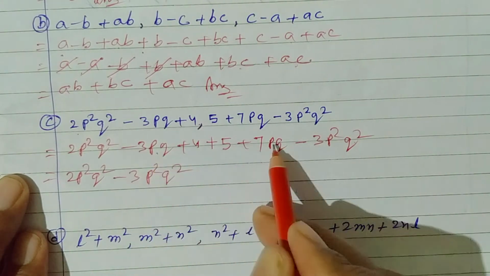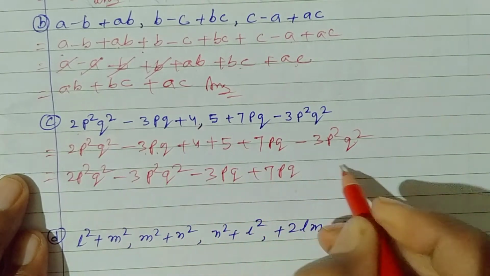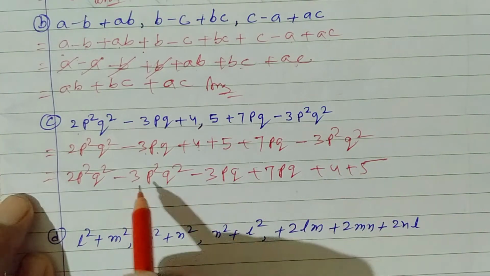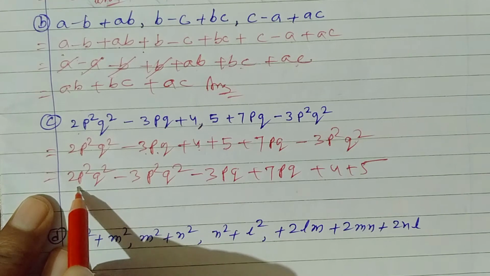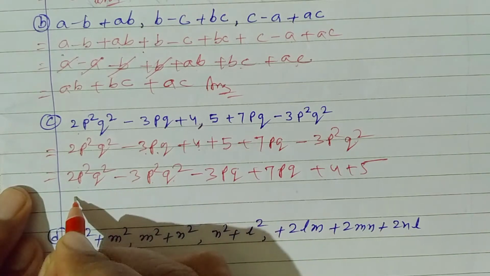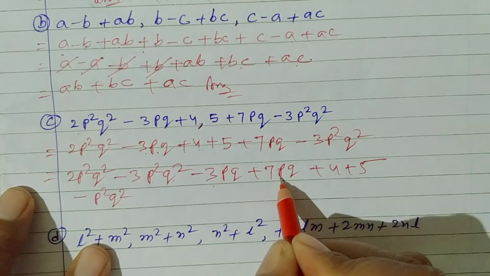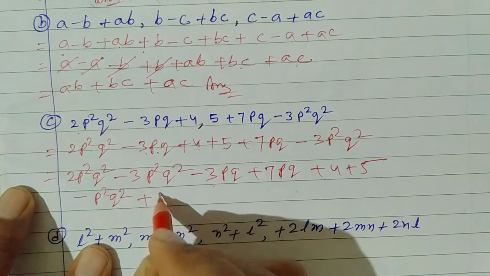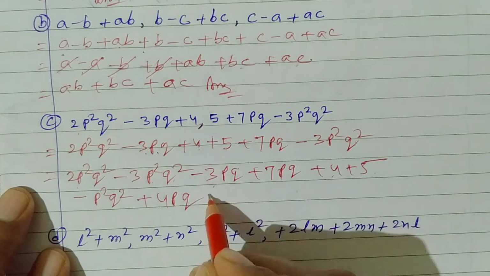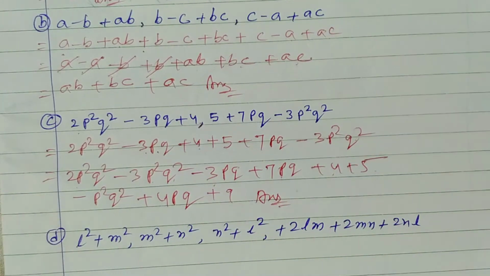After that the pq terms we write: minus 3pq plus 7pq. After that numbers only: plus 4 plus 5. After that the like terms we add or subtract. See, 2p square q square minus 3p square q square: plus, minus, minus. So 3 minus 2 is 1, so minus p square q square. Minus 3pq plus 7pq: plus, minus, minus. So 7 minus 3 is 4, 4pq. After that plus 4 plus 5, so 5 plus 4 is 9. So this way this is the answer. This way we have completed question number c.